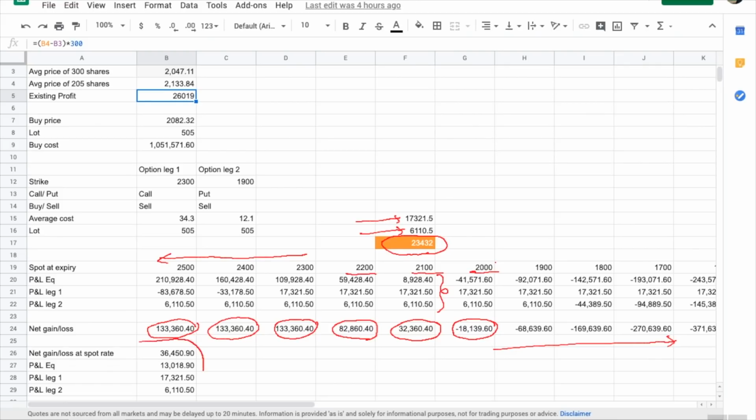This section updates automatically during live market hours so that you can keep a track of the combined P&L of this position easily. Note that I was already in an unrealized profit of rupees 26,019 on the existing 300 shares of Reliance in my holdings when I initiated this trade. I once again thank Mr. Ashish Rajgaria for creating this awesome Excel sheet.